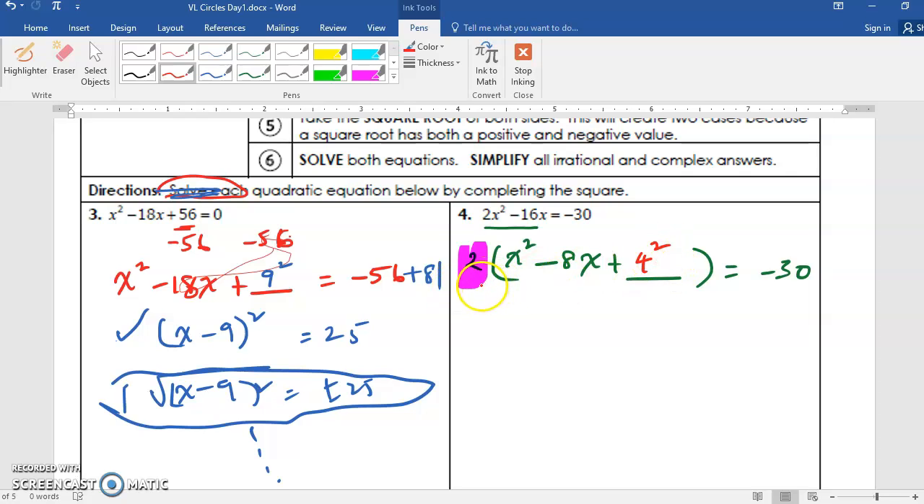So the deal here is that we actually not just added 16. If you actually do some scratch work here and distribute the 2 back into this, you will get 2x squared minus 16x, which were the original ones. But you also have 16. This is 16, isn't it? So that times 2 is what is in here. So we actually added 32 instead of just 16. So that 32 must be added on the right.